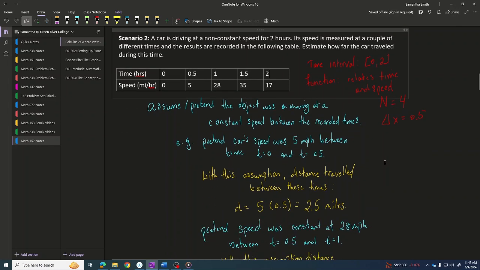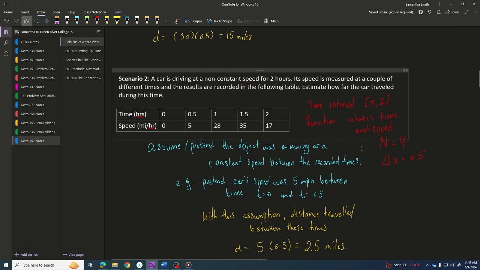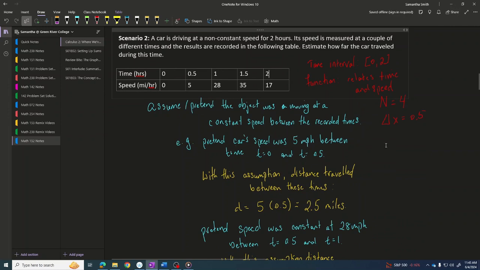Now, as we tried to estimate the distance traveled by the car during this time interval, given this information, we basically went into the table and we pretended that the car's speed remained constant over these sub-intervals here. For example, we pretended that for the entire time between 0 and 0.5, the car's speed remained constant at 5 miles per hour.